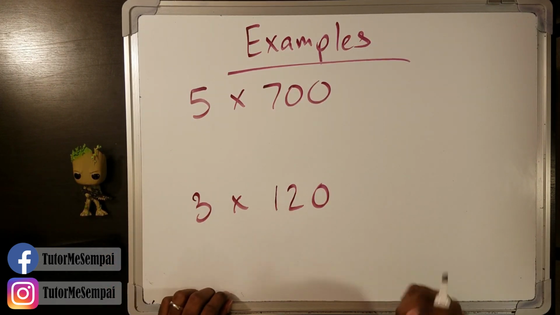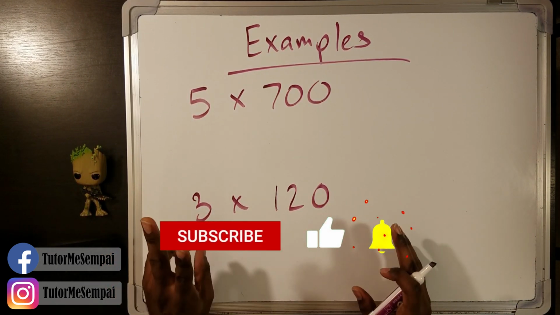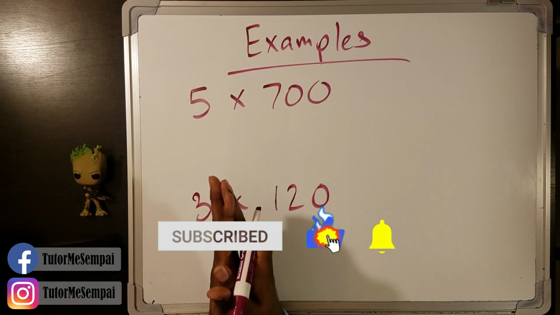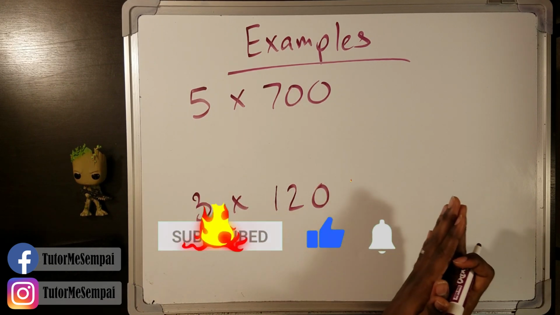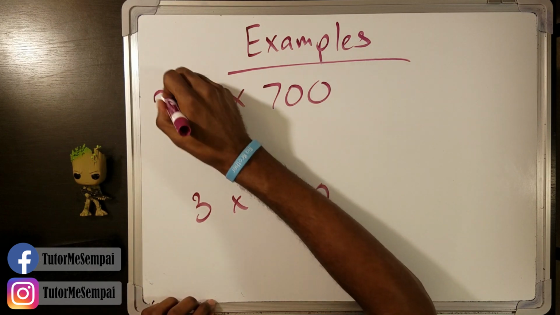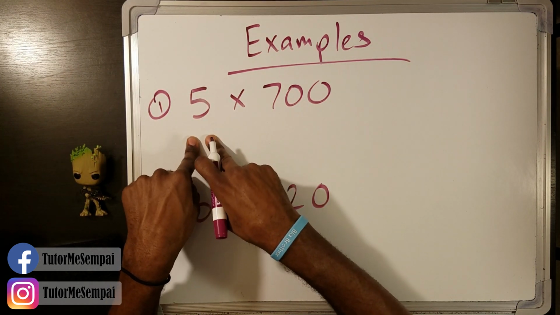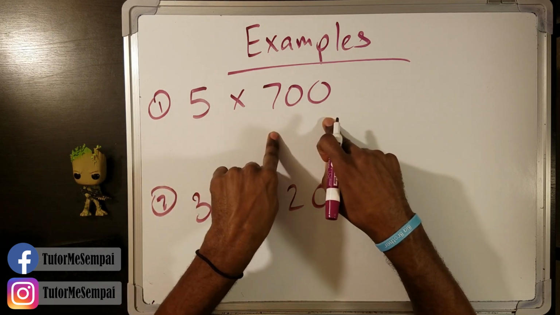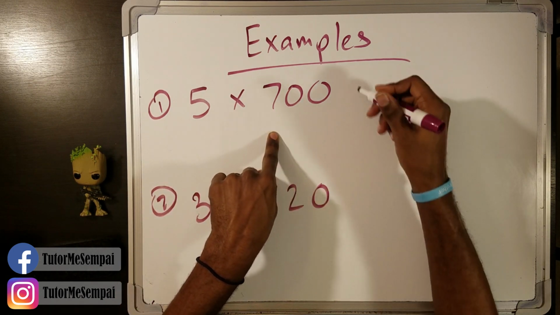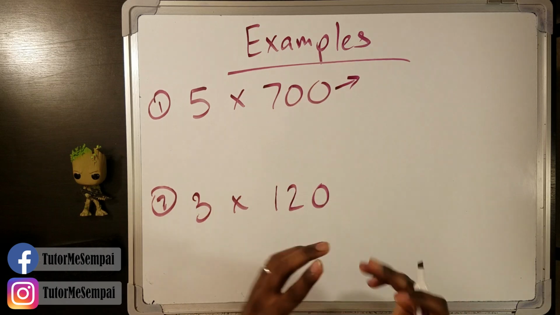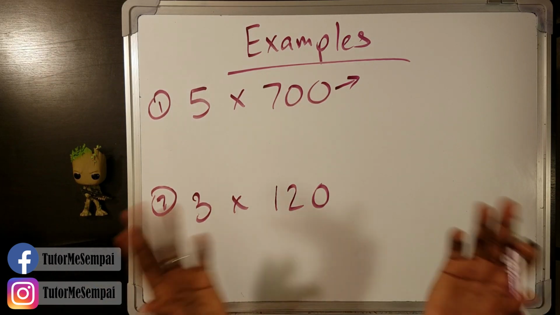So these are going to be our 2 examples for today. Remember, our 2 steps are going to be first break down, then multiply. So let's look at our first one here, our number 1. What do we want to break down? Now, we can't really break down this 5. But we can break down this 700, right? So we're going to take 700 and we're going to try to break that down and then rewrite this.